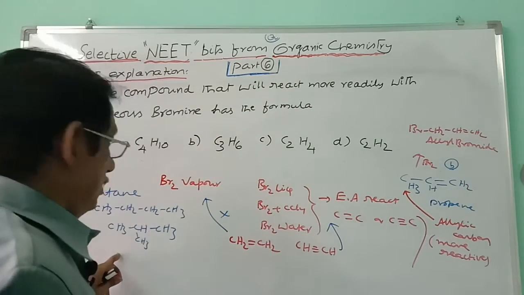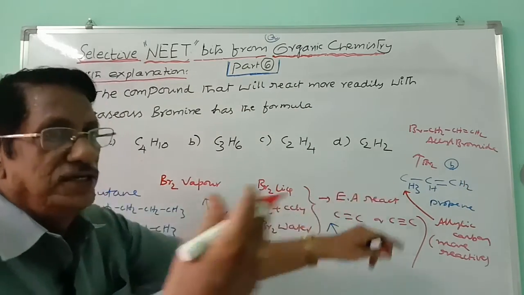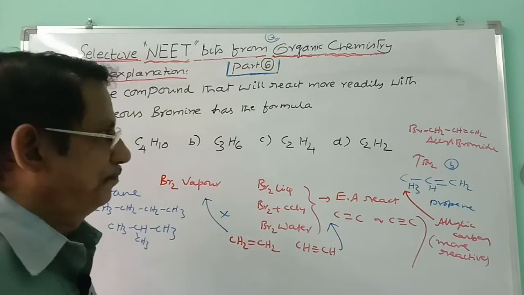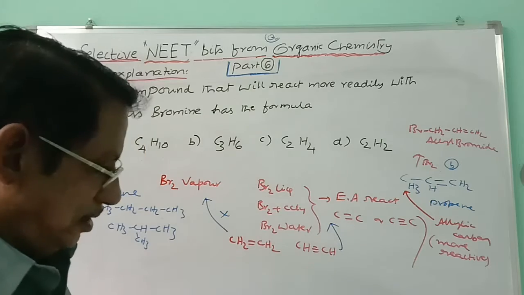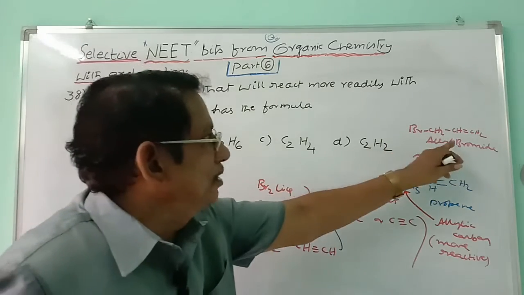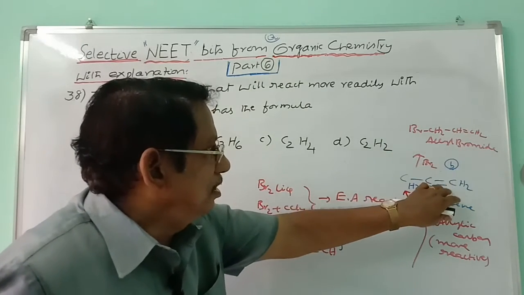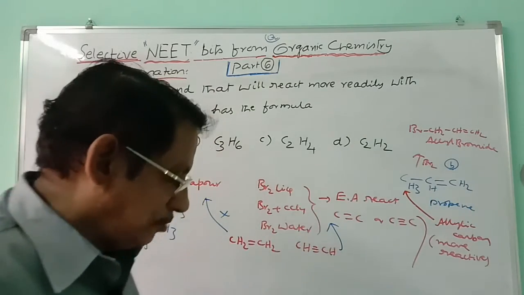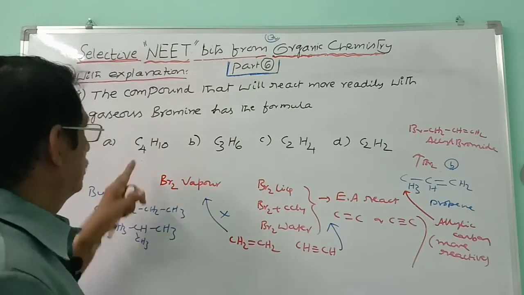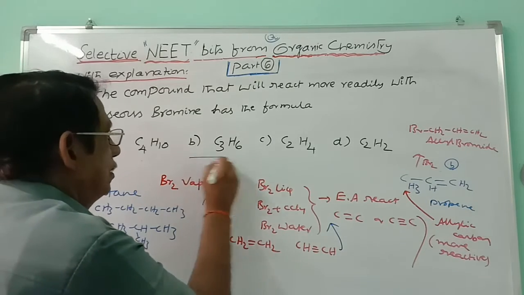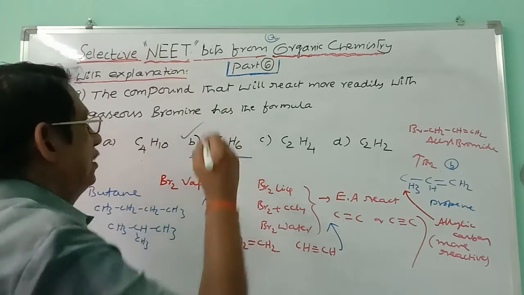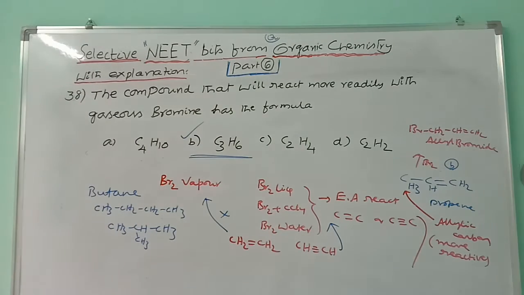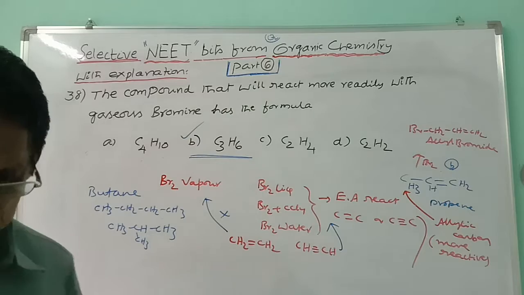When compared with butane, bromination at the allylic carbon is very easy because allylic carbon is more reactive than any other carbon here. And so what is the product obtained during bromination here? This is allyl bromide. So this compound will be undergoing bromination more readily. So what is the correct answer here? It is not butane, it is propene. B is the correct option for this question. Okay? Next one.